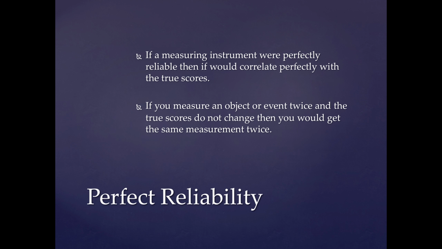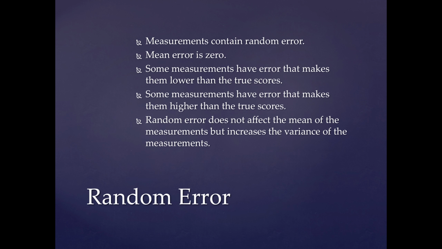If a measuring instrument were perfectly reliable, then it would correlate perfectly with the true scores. And if you measure an object or an event twice and the true scores do not change, then you would get the same measurement twice. So in other words, we would have a perfect correlation of 1. Well, we know that's not the way it happens. We know the measurements contain random error. We should know that the mean of the errors is equal to 0, because the positive errors and negative errors tend to cancel out.